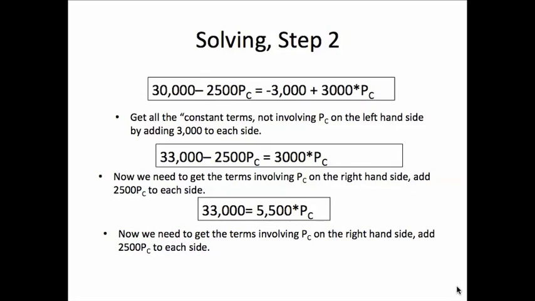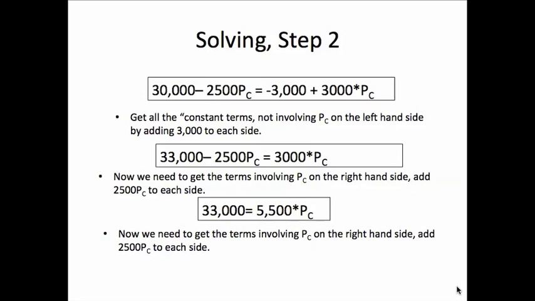Now we're still left with a PC term on the left-hand side. So our next step is to collect all of the terms involving price on the right-hand side. How do we do that? We have to add 2,500 PC to each side of the equation. And if we do that, we get the lowest box on this slide. 33,000 is equal to 5,500 times the price of Coca-Cola.